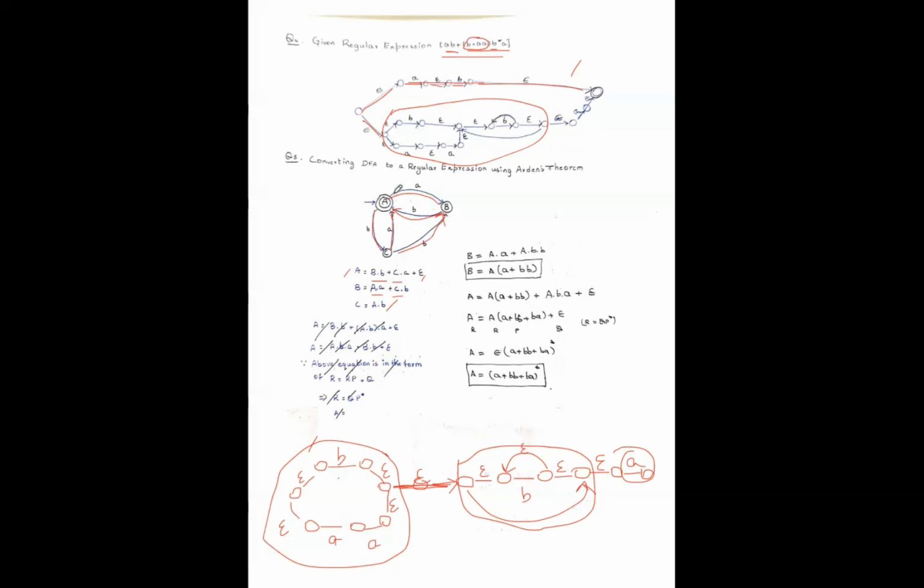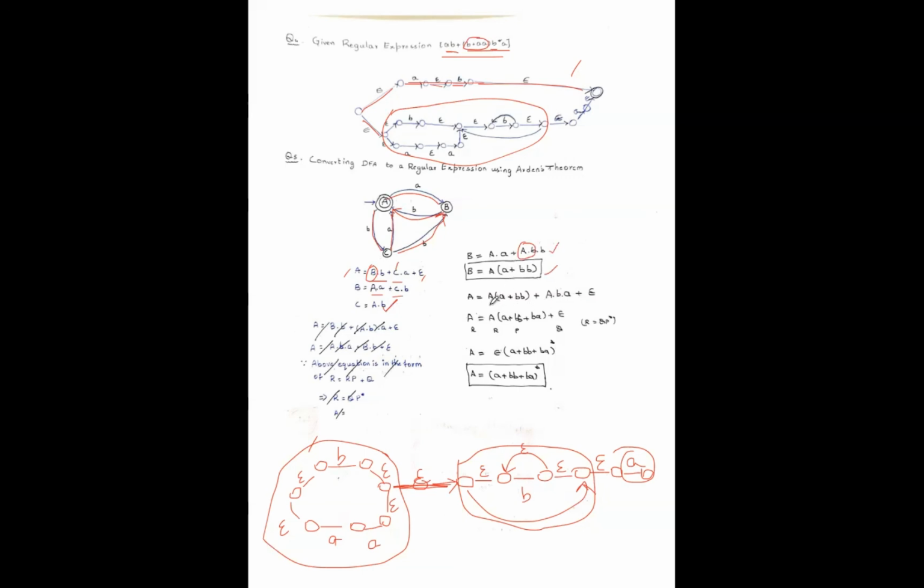Now we need to solve this final state. So in order to solve A, we need B as well as C. Okay. So first let us solve this B. So B can be written as A dot A plus C dot B. C is nothing but A dot B. So in place of C, we are writing this A dot B. If you take A common, you will get A into A plus BB. So this is B. Now we need to substitute that B in place of this B in equation A.